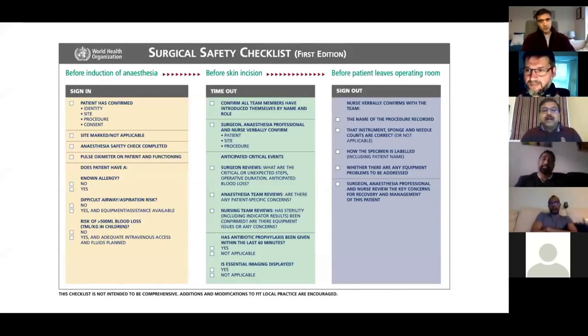The data which has been collected after the introduction of the surgical safety checklist has actually confirmed this. One of the recent papers from the USA has confirmed that there was 22% lower 30-day mortality once the surgical safety checklist was implemented in the hospital. So that's quite encouraging data, so it can be brought in.